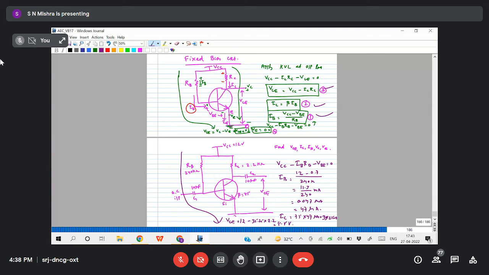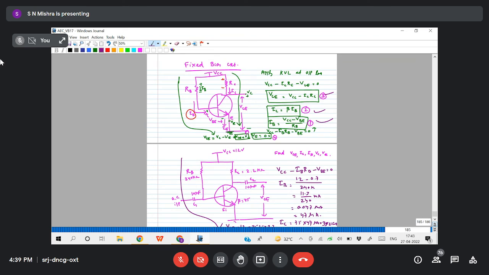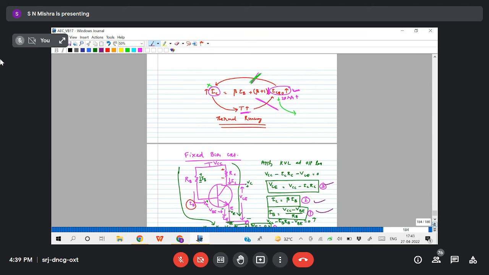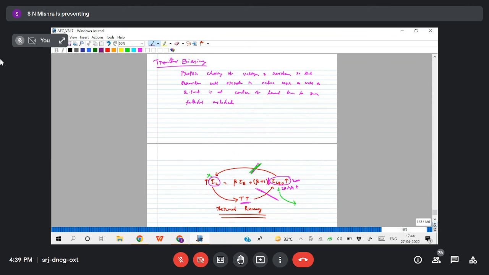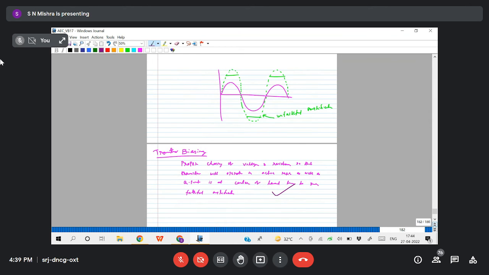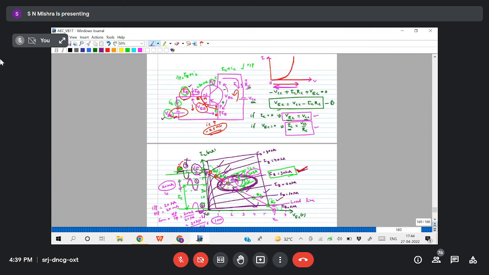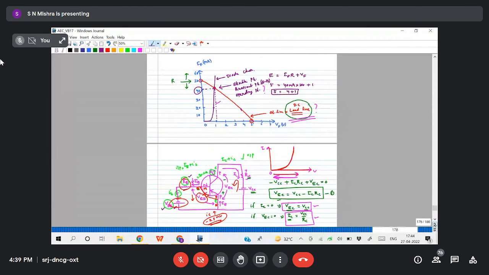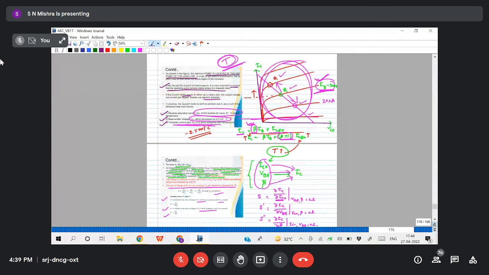One is from this fixed bias circuit, and another one is what is biasing, why biasing is needed, or what are the parameters affecting the biasing. So you need to write everything: the definition of biasing, then what are the parameters which are affecting it. So you have to do this one as well as these things.